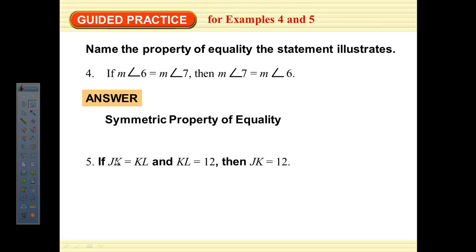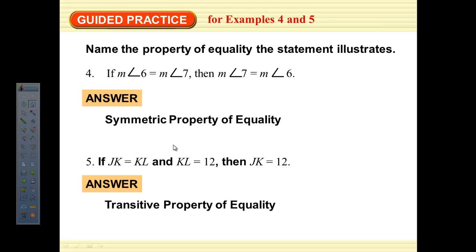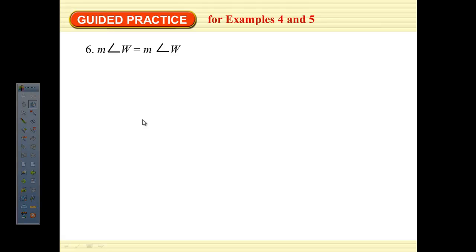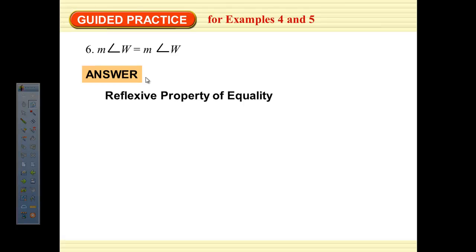Here's another one. We have the first equal to the second, second equal to the third, so first and last are equal. That's the transitive property of equality. And here's one more, where something's equal to itself. We call that the reflexive property of equality.